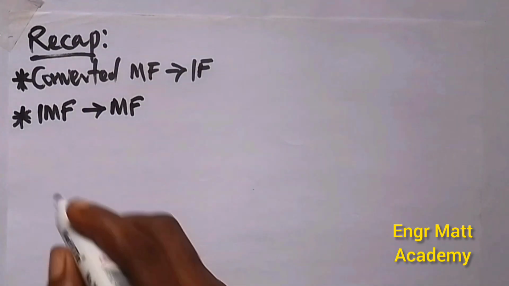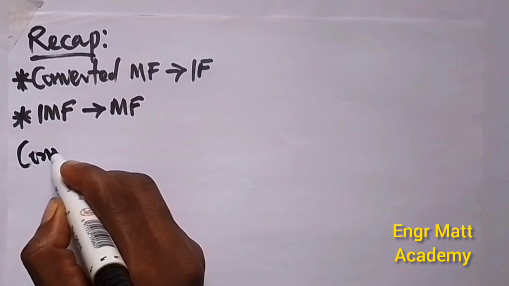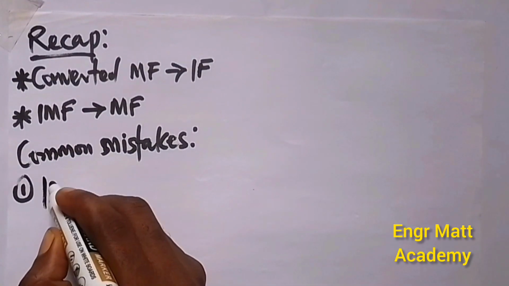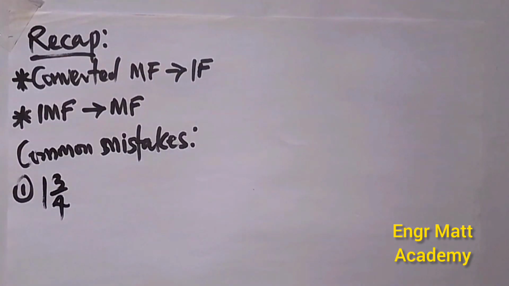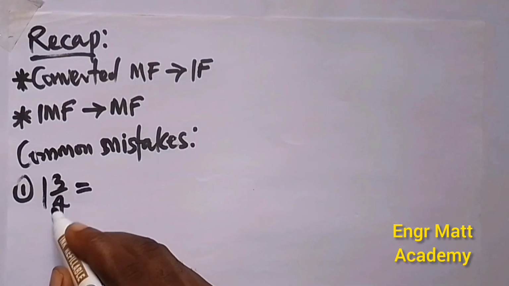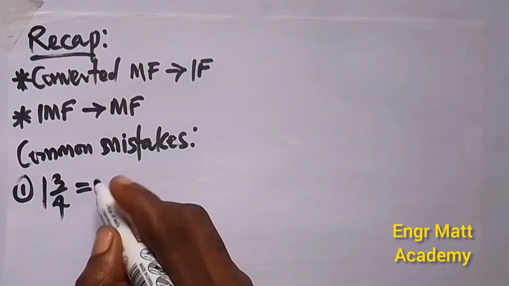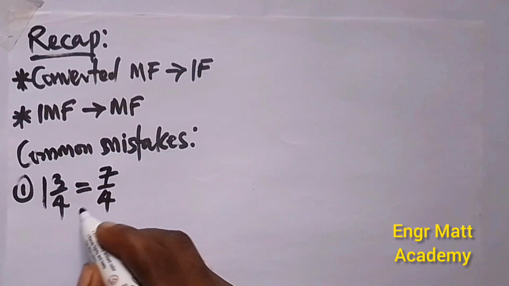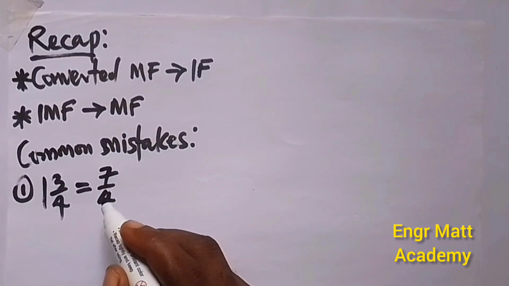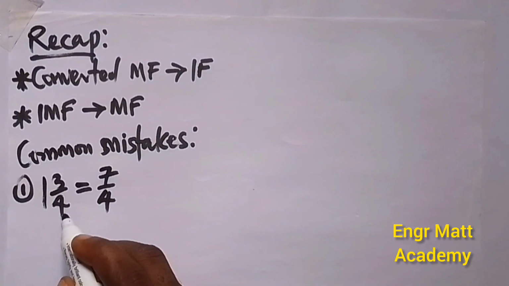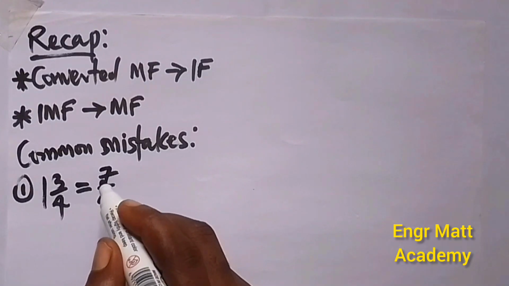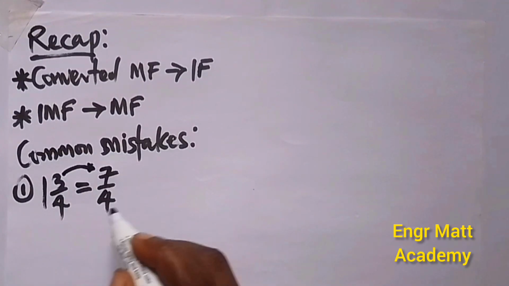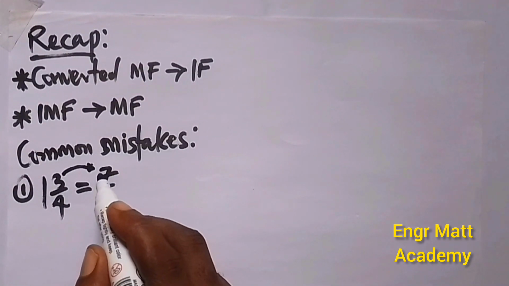Now, there are some common mistakes that students often make. 1. Do not forget to add the numerator. We have 4 plus 3. That gives us 7. Many students forget to add the numerator to their products. When they multiply the whole number by the denominator, they forget to add the numerator to 4 to get 7. So watch out against that.